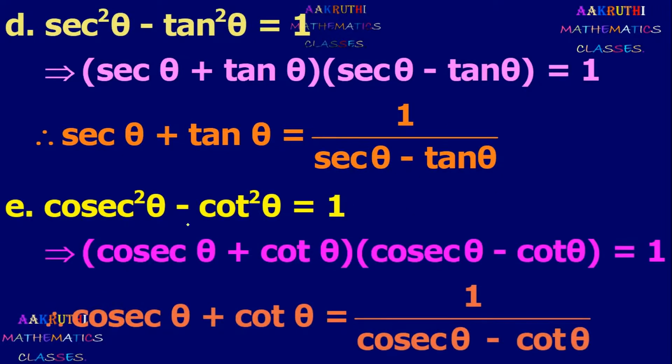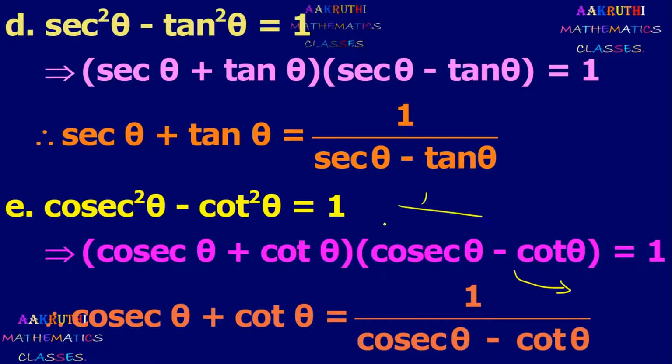So next one, cosecant square theta minus cot square theta equal to 1. Here also we factorize this. We can write a square minus b square as a plus b into a minus b. So we can write cosecant theta plus cot theta into cosecant theta minus cot theta equal to 1. If we take cosecant theta minus cot theta to the denominator, we get cosecant theta plus cot theta equal to 1 by cosecant theta minus cot theta. Therefore 1 by cosecant theta minus cot theta can be written as cosecant theta plus cot theta.